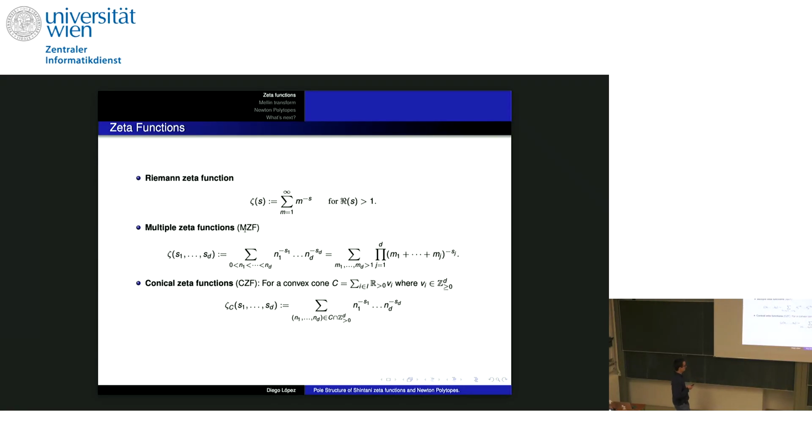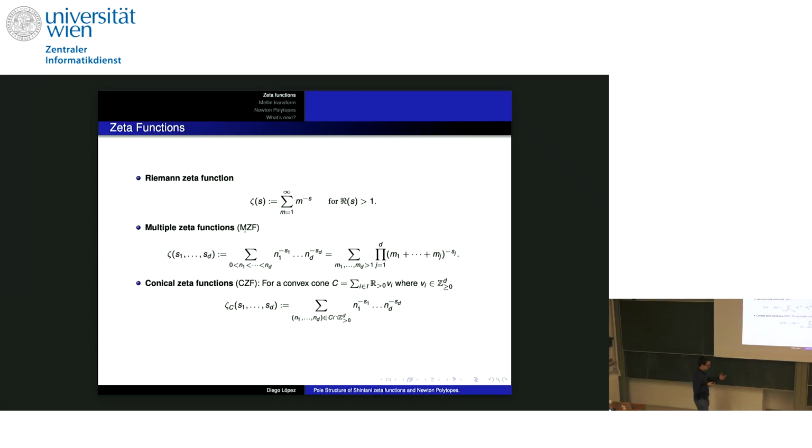Oh, sorry, I forgot to mention this. Another way of seeing these multi-zeta functions is by making a small change of variables. So n1 is equal to m1, n2 is equal to m1 plus m2, and so on, so nd is equal to m1 plus up to md. This way of expressing them is going to be useful for the rest of the talk.